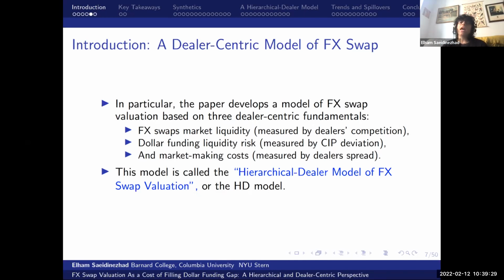So the first thing is I'm going to assume the price of FX swap is determined by FX swap market liquidity, and I have developed a measure of this market liquidity, which is dealers' competition. Also, I'm going to talk about dealer funding liquidity risk, and I'm going to say that what we call CIP deviation is nothing but the funding liquidity risk that the dealers are facing. And indeed, not only is CIP deviation not a mispricing of FX swap, rather it is one of the fundamentals that determine the price of FX swap. And the third fundamental that I'm using is the cost of market making, which is captured by dealers' spread.